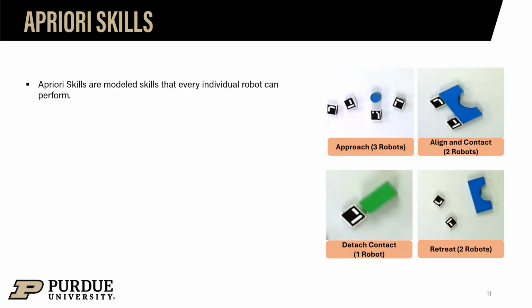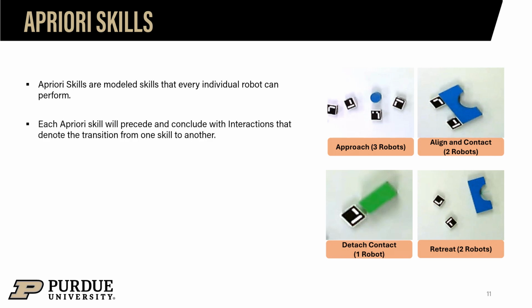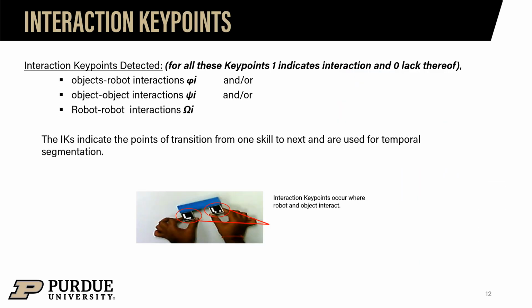Let's break down this approach one by one. The first assumption we make is that all the individual robots have a priori skills. These are modeled skills that every individual robot can perform. Each a priori skill will precede and conclude with an interaction key point that denotes a transition from one skill to another. The interaction key points are defined based on the interactions in the environment.